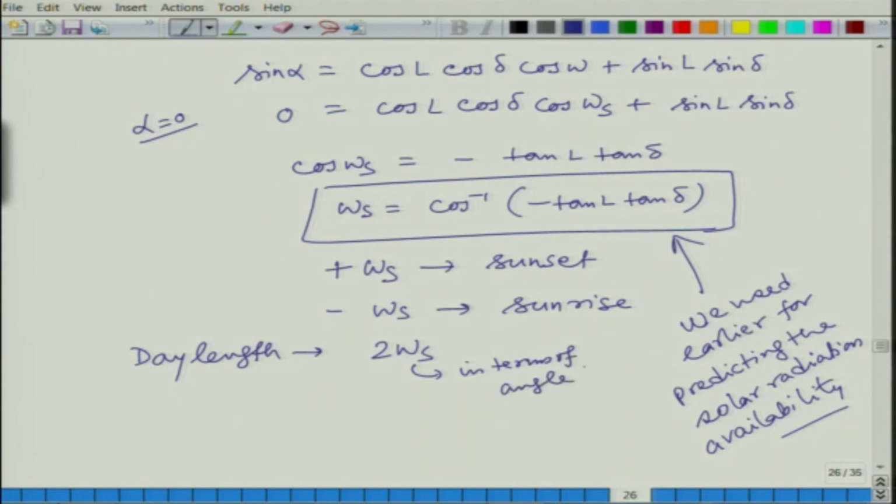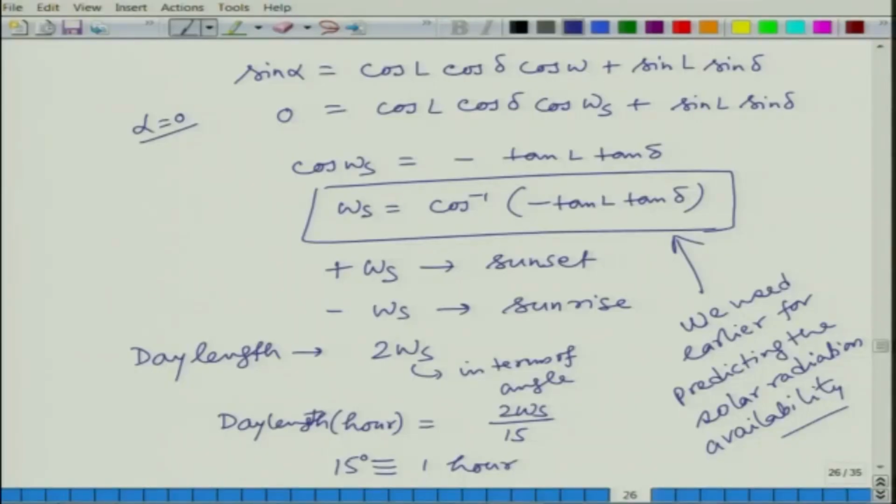So, if we want to know day length in hour, then we will have 2 omega s divided by 15, because 15 degree is equivalent to an hour. Okay. So, that is how we get the day length. Again we have used this day length in solar radiation prediction, and we have derived them now from first principles.